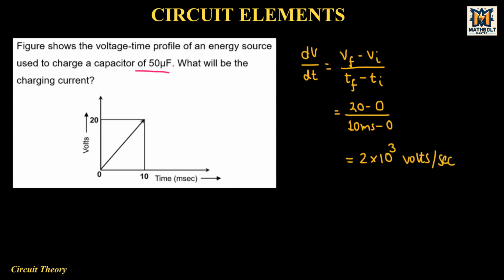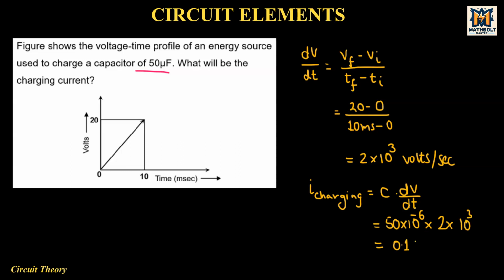Now using this information we have to find out the charging current, meaning how much current was used to charge the capacitor. I know the formula for charging current is I charging equals C dV over dt. The C value is 50 microfarad, so 50 into 10 raised to the power negative 6, multiplied by dV over dt, the rate of change of voltage, which is 2 into 10 raised to the power of 3. So our final value is 0.1 amperes.